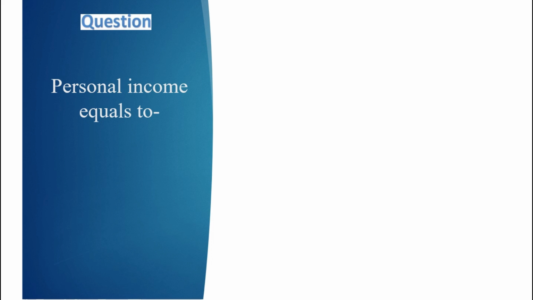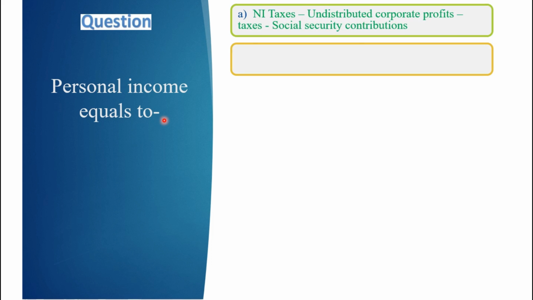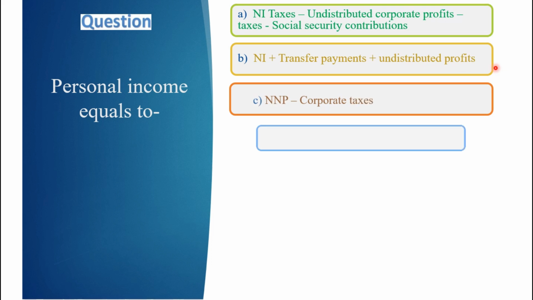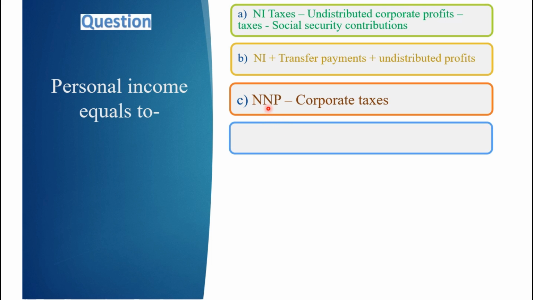Our next question is personal income refers to which of the following? Option number 1, national income taxes minus undistributed corporate profits minus taxes minus social security contributions. Option number 2, NI plus transfer payments plus undistributed profits. Option number C is NNP minus corporate taxes, or option number 4, national income minus transfer payments.